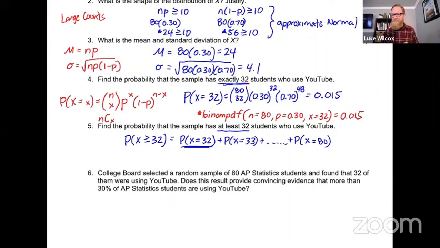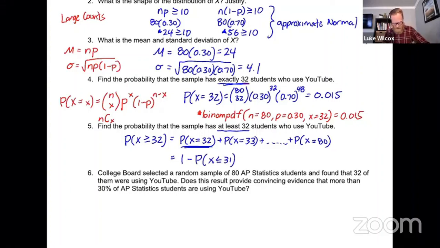Binomial CDF gives you less than or equal to. Well, it's pretty easy to flip this one around, right? If I want 32 or higher, the values I don't want are 31 or below. So I can use the complement rule here and say 1 minus the probability that x is less than or equal to 31. And that should give me the right answer.